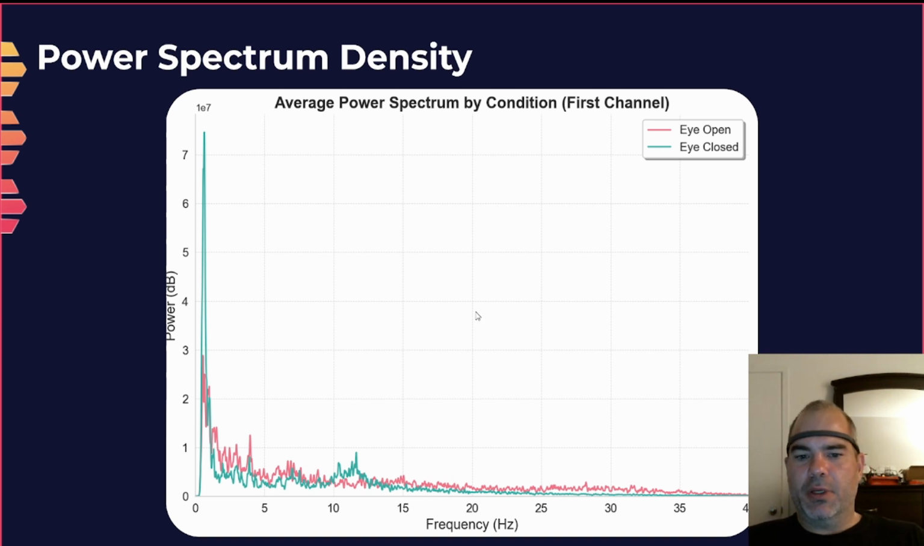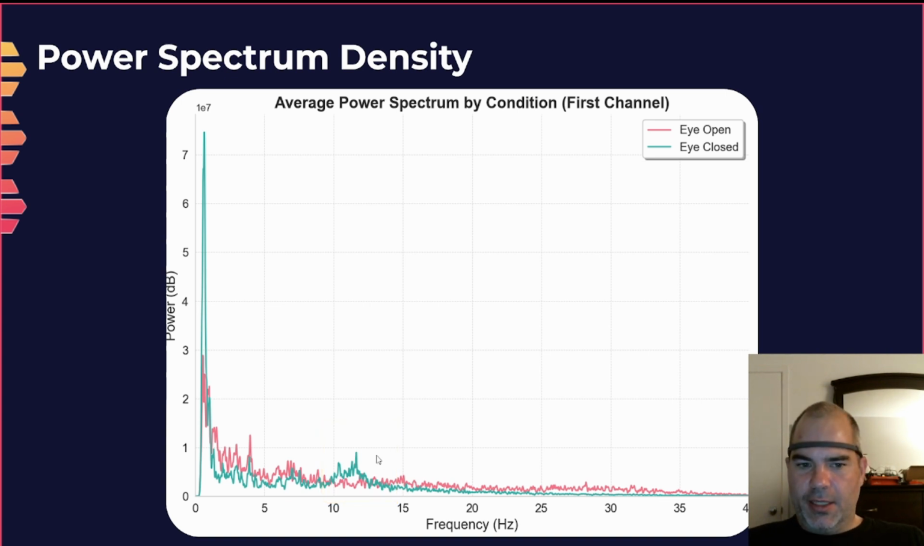What we have here is the average power spectrum density frequency representation across the trials, split between eyes open and eyes closed. And what we see here, between, again, 8 and 13 hertz, is the bump that happens while eyes are closed. And this is the signal we are looking for. This is the alpha wave power.